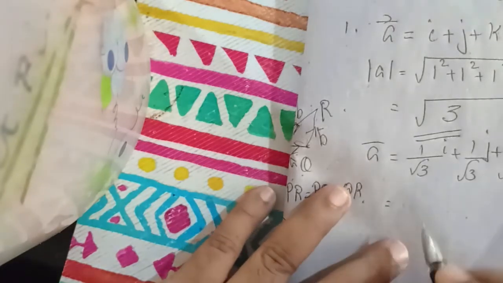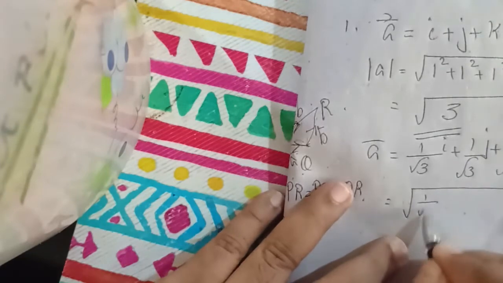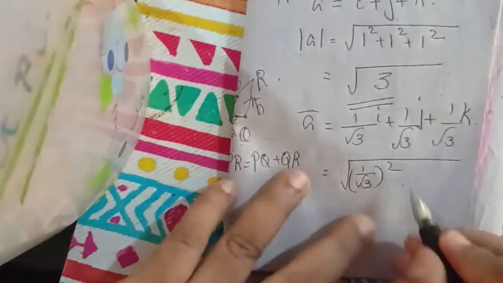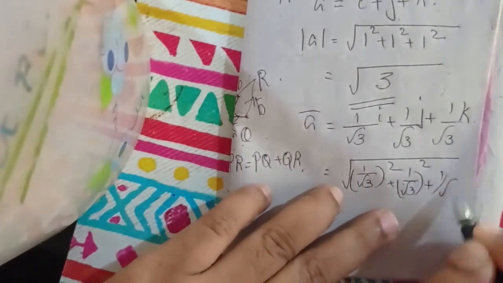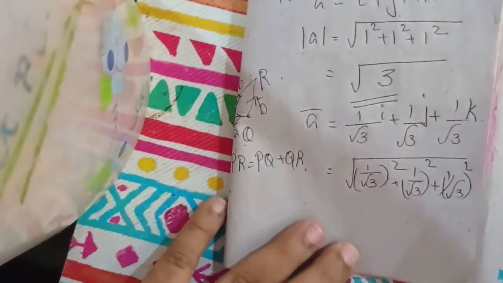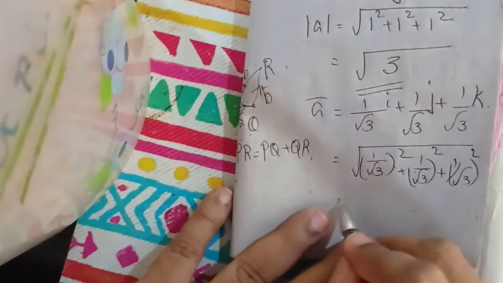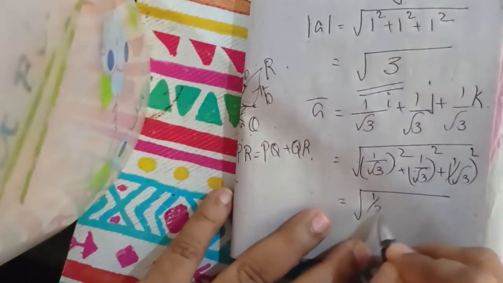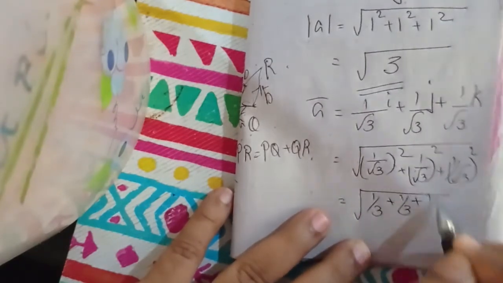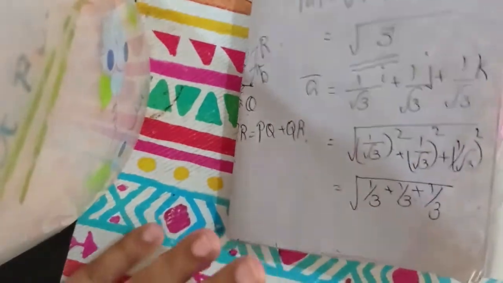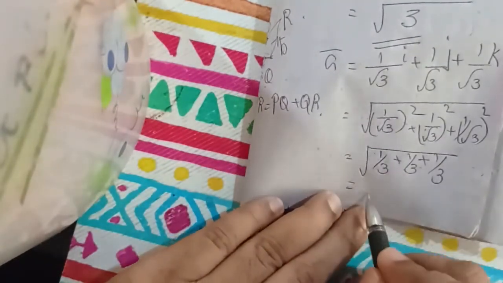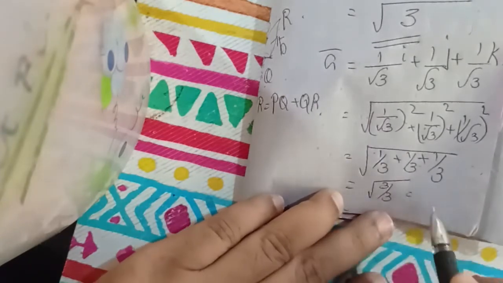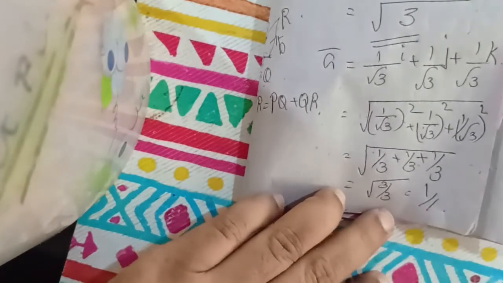Can you say the answer? Root of (1 by root 3) the whole square plus (1 by root 3) the whole square plus (1 by root 3) the whole square. Say the answer. Root of 1 by 3 plus 1 by 3 plus 1 by 3. What is the answer? Common LCM 3 by 3, that is equal to root 1, which means 1. Next question.